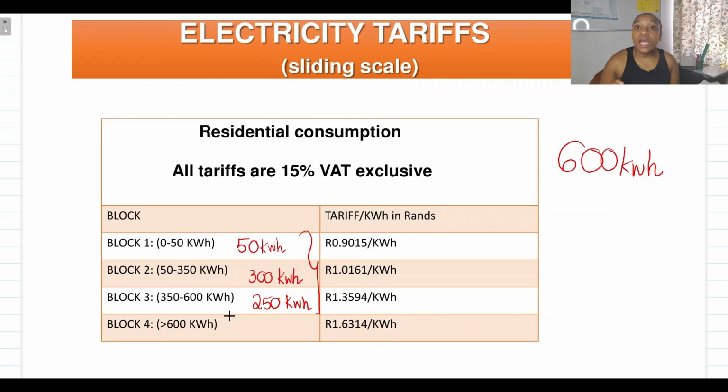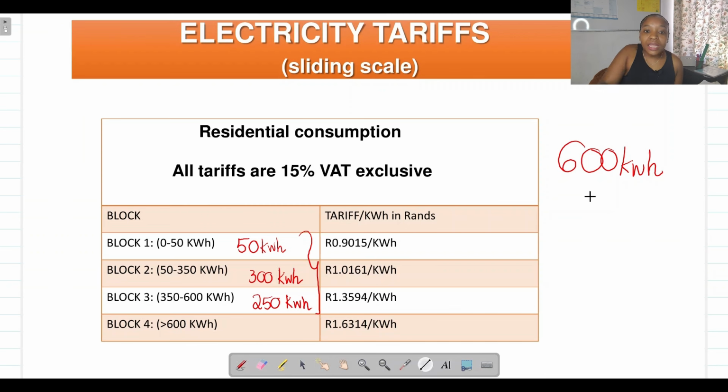So now we've calculated the number of units that are used in each block. All we need to do now is check to see if the number of units adds up to the amount of electricity that this family uses. And it does, because the family uses 600 kilowatt hours of electricity, and 50 plus 300 plus 250 adds up to 600. So we're fine. Now we need to take the units of electricity consumed and multiply them with the tariff that is charged. So let us do that.